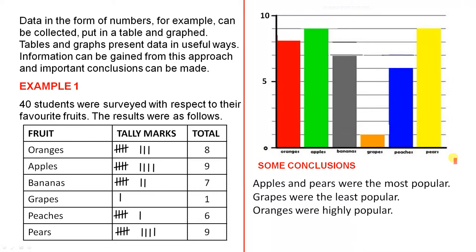We can now make conclusions. Apples and pears were the most popular because they were the highest. Grapes were the least popular, the lowest, and oranges were highly popular because they're pretty high, they're up here.